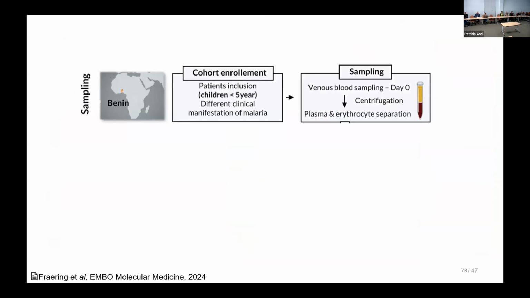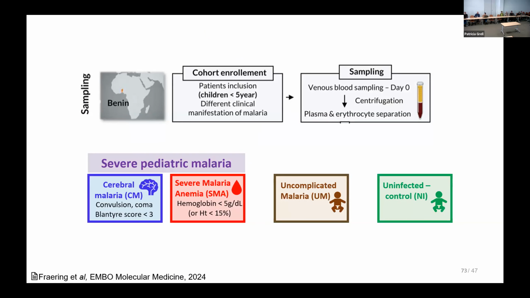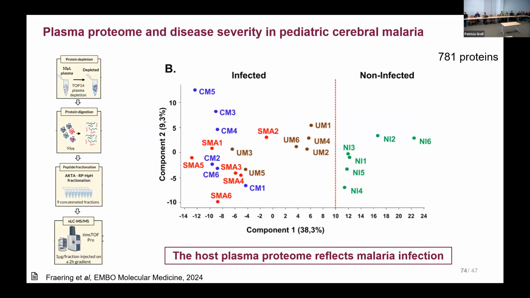So this is a study that was conducted in West Africa, in Benin, and we looked at children under 5 years old, looking at plasma and erythrocytes and using an untargeted proteomics approach to try to decipher what's happening at a more granular level beyond those targeted tests that are used. And what we showed using some fancy mass spec analysis is that the host plasma proteome reflects malaria infection. We can clearly cluster who is infected, who is not, and if someone is infected with a severe or mild form of the disease.